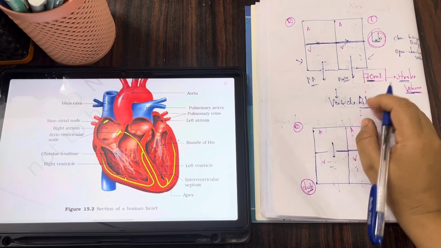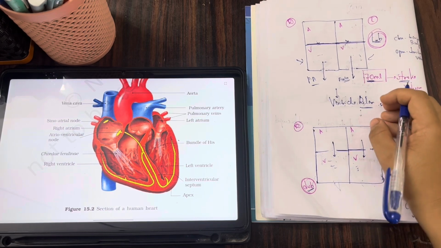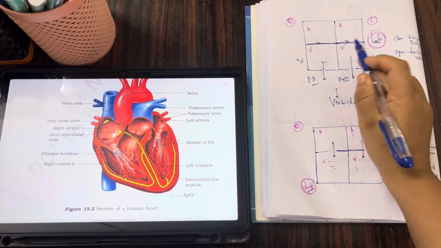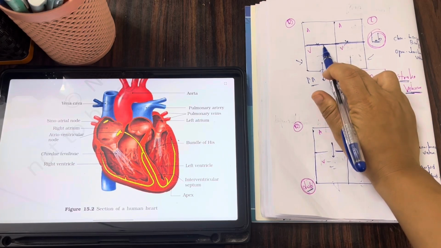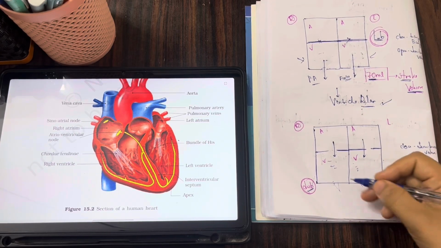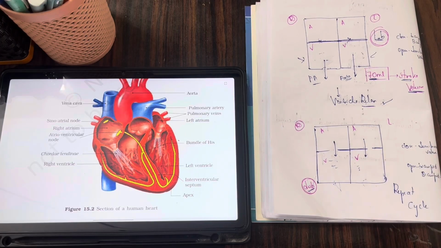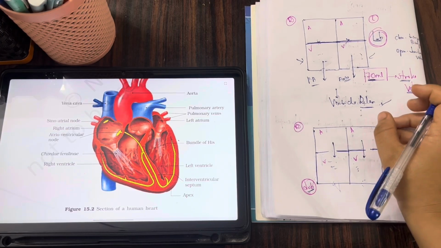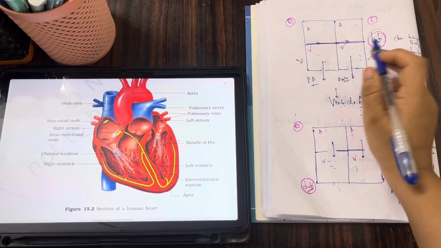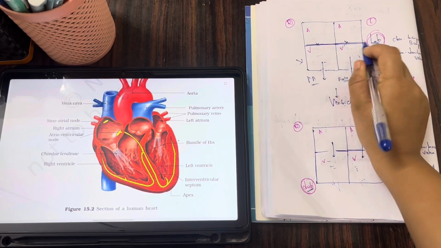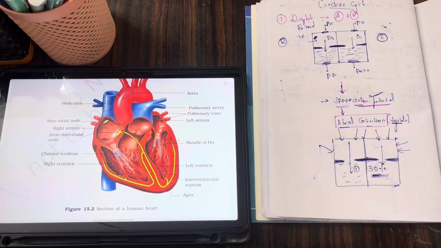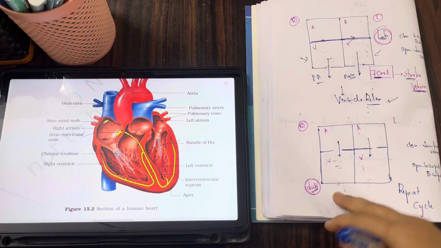And you must know that whenever you hear a sound by the stethoscope, you can actually listen to a lub-dub sound. Lub sound is heard whenever these two valves close. That is, closure of tricuspid and bicuspid corresponds to the lub sound. And dub sound is heard whenever the semilunar valves close. So whenever you hear the sound of the heartbeat using a stethoscope, you listen to the lub-dub sound, and it corresponds to the closure of tricuspid and bicuspid, that is the lub sound, and semilunar valves, that is the dub sound. And this cycle continues.